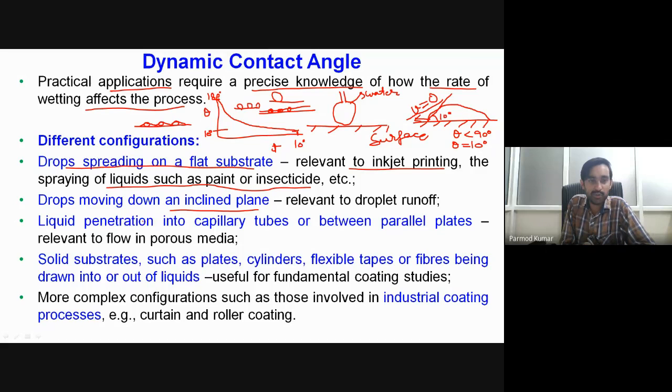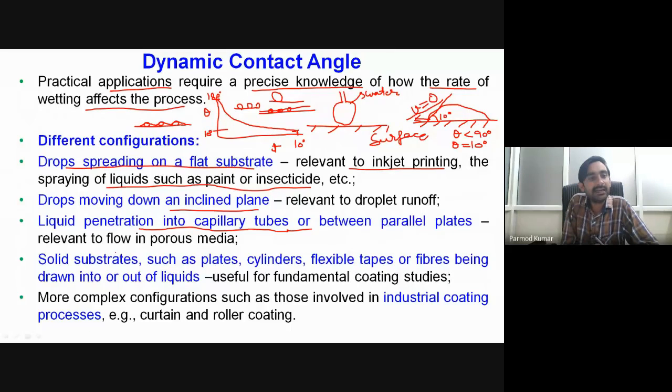Then we may have a situation of liquid penetration into capillary tubes. This type of example is particularly relevant to oil exploration, because when we take crude oil out of porous rocky surfaces, the pores act as small capillaries through which the oil comes out. In order to push the oil, we pass another fluid, and we have a three-phase contact line, which traverses between these small capillaries.